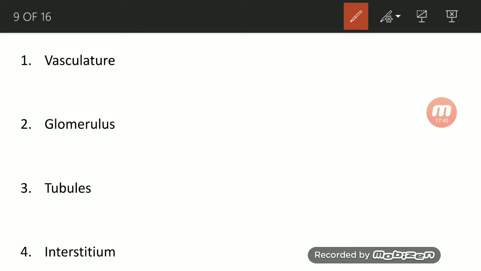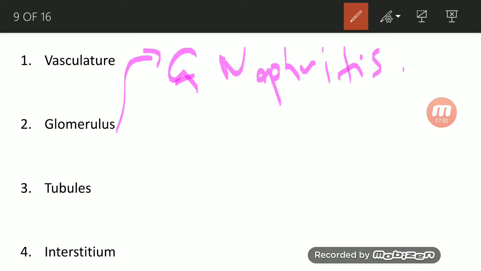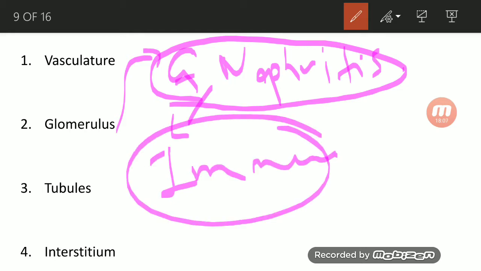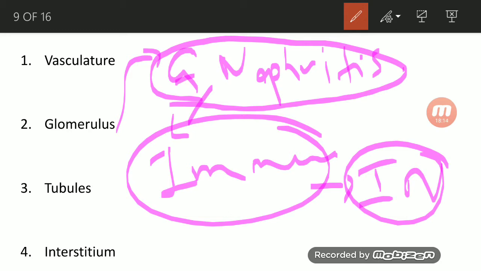Second is the glomerulus. If anyone is suffering from glomerular nephritis, which generally occurs because of an immune response in the glomerulus in response to infection occurring in your kidney, that can also lead to acute intrarenal failure.